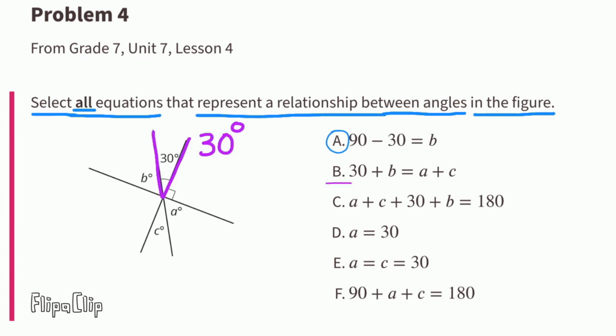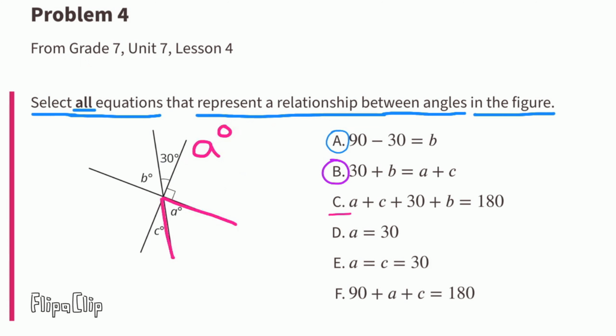B. The 30-degree angle plus the B degree angle does equal the A degree angle plus the C degree angle. That's because the B degree angle is a vertical angle of the A degree angle, and the C degree angle is also a vertical angle of the 30-degree angle. So I would select B.